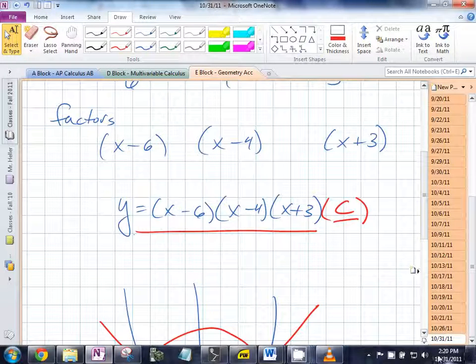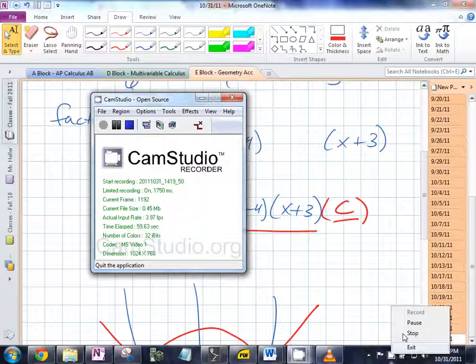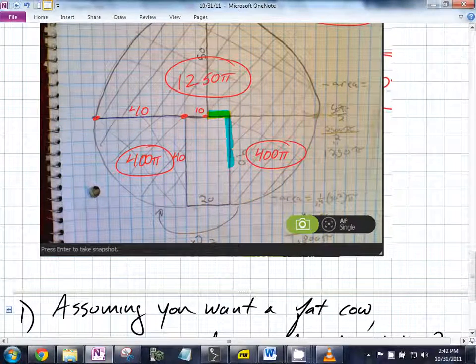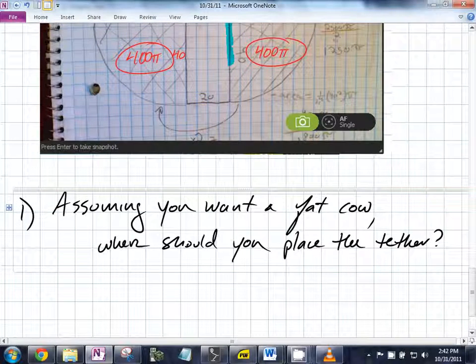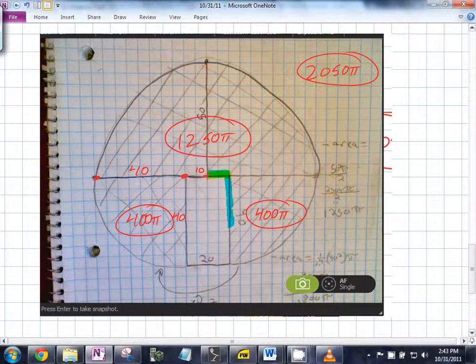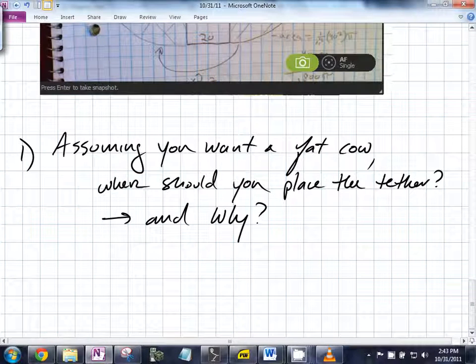Yes, Tyler? So assuming you can place the tether anywhere along the side of the barn, where should you place it? And this is the really good question, the really important part. And why? Maybe it is this. Maybe this does maximize it, but prove it. You definitely can use your calculator.